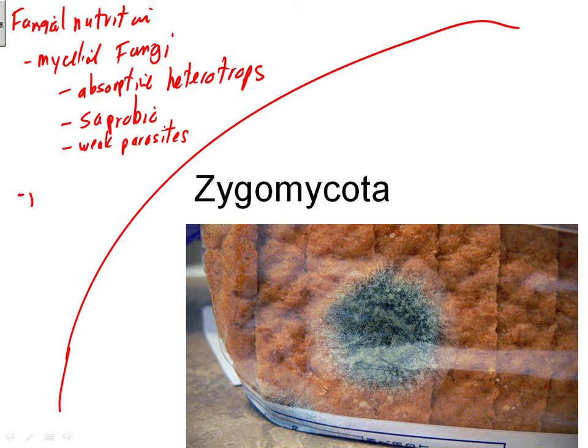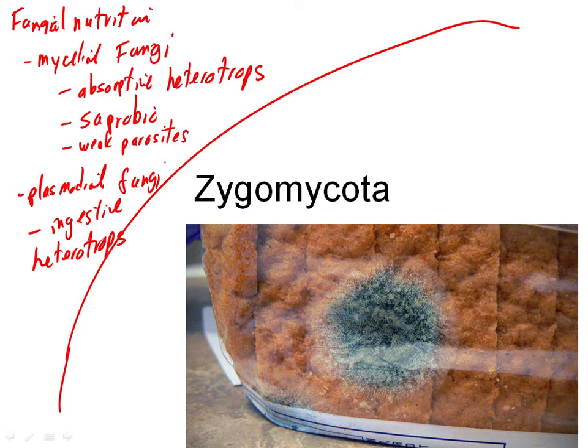In the plasmodial fungi, we have ingestive heterotrophs. Mainly, I don't want to say completely ingestive, but mainly ingestive heterotrophs. So these guys will feed on bacteria, for instance. So they will engulf bacteria. And you'll see later on what we mean by this when you understand the structure of the organisms, how that might work in these plasmodial fungi. So they're going to take in through food vacuoles.